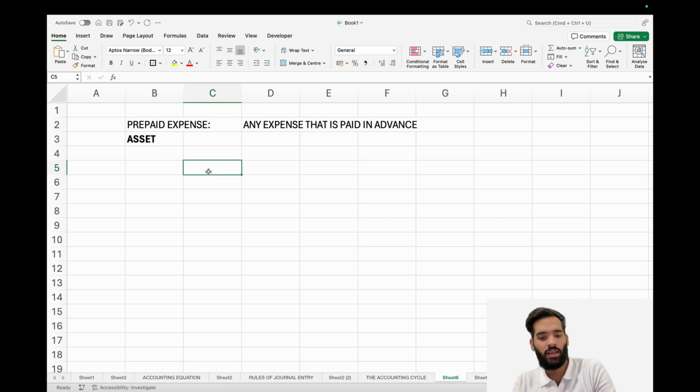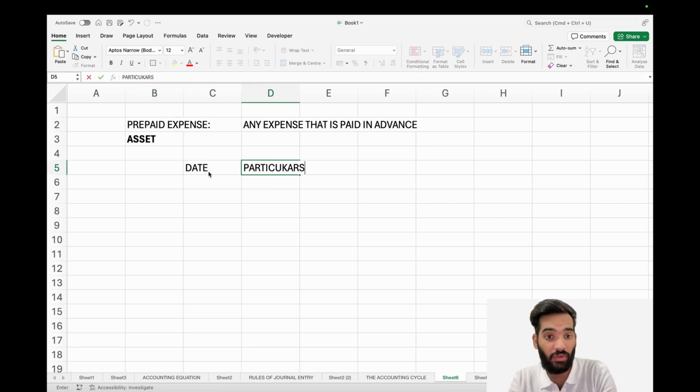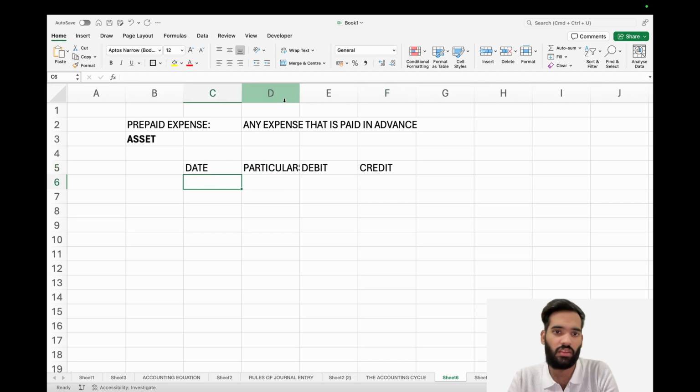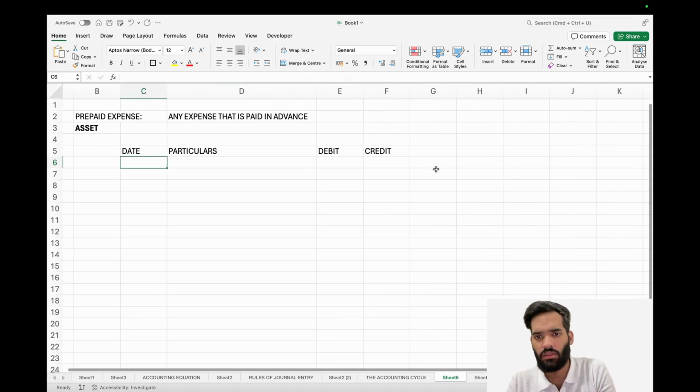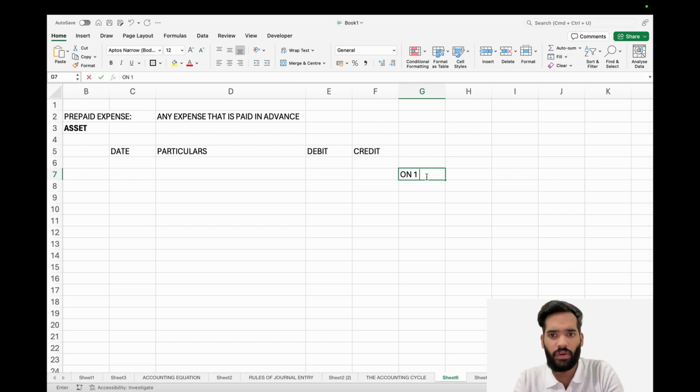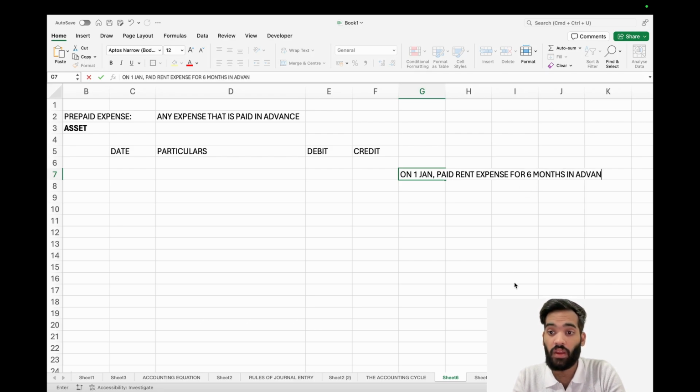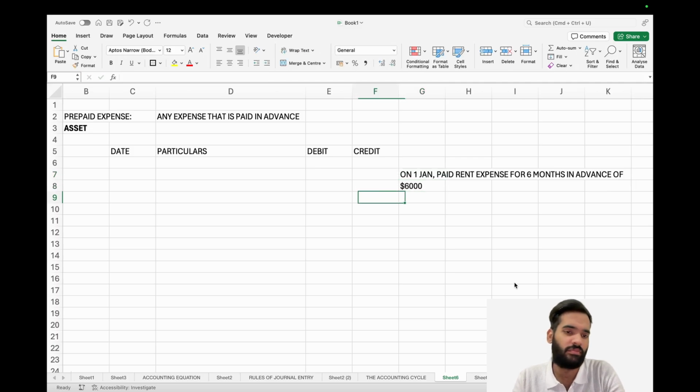Okay. Let's see how the normal journal entry looks. Again, by the way, we're not doing the adjusting entry, just the normal journal entry. How will I record this transaction into my system when I pay for something in advance? So let's do it here. Let's say on 1st of January, paid rent expense for 6 months in advance, let's say $6,000. Why not? So on 1st of January, to make the entry, again we have to go to our concept, because if you know the concept, you will always know the entry. I hope that's established by now.